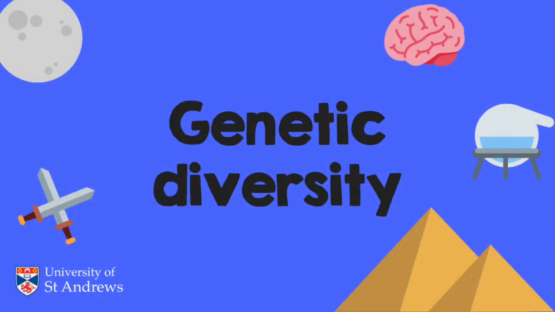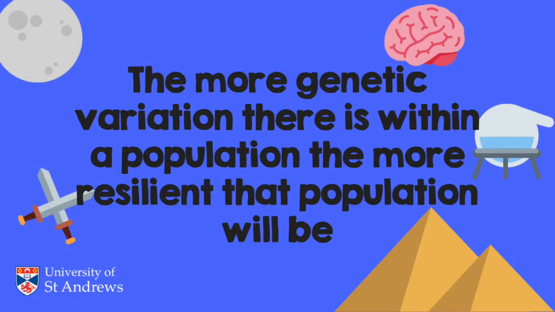There is firstly genetic diversity, where you can look at how diverse the gene pool is within a species population. And the more genetic variation there is within a population, the more resilient that population will be. It means that if conditions suddenly change, it's more likely that some of the individuals within that population will be able to cope with the change or disturbance. This makes the population more adaptable, and also having greater genetic diversity can lower the risk of genetic diseases spreading throughout the population.